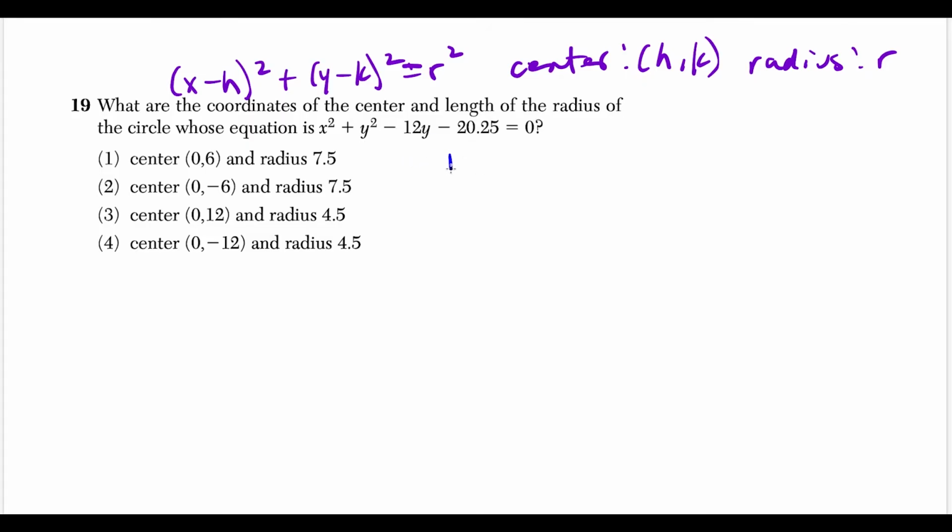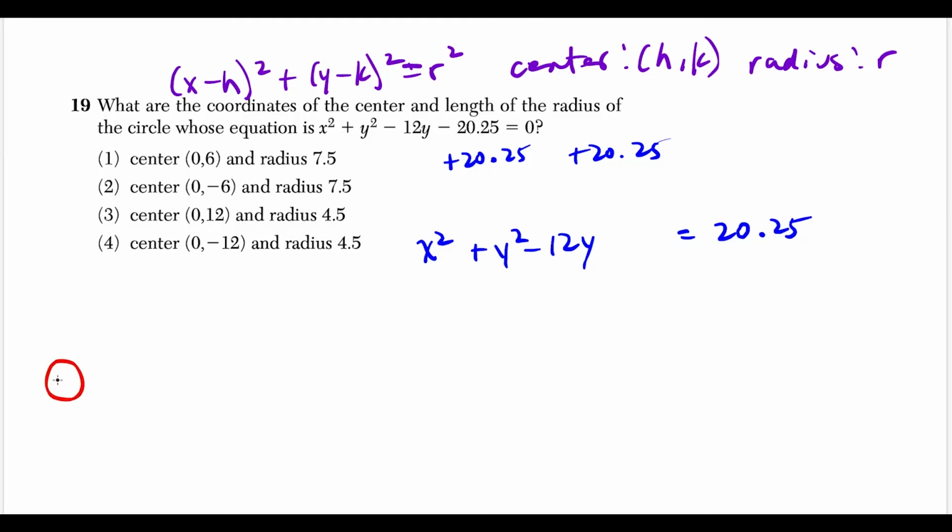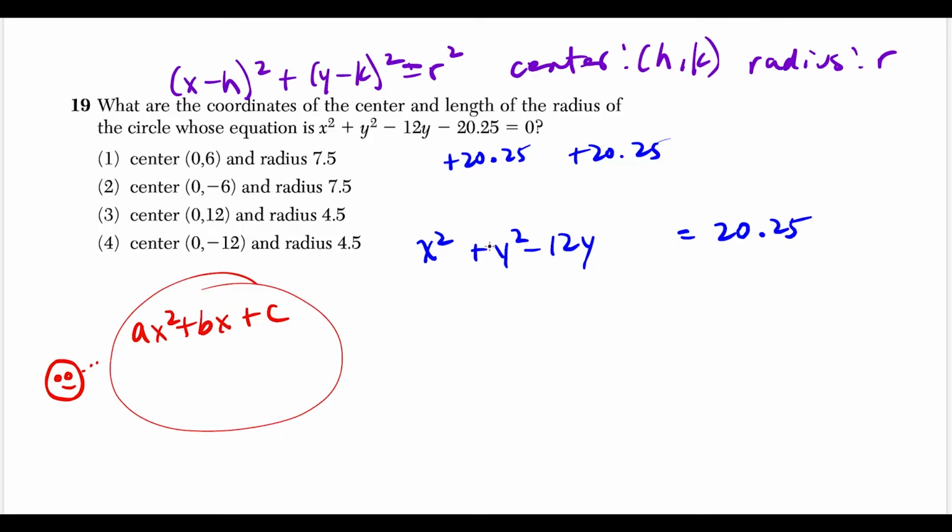So what I like to do with these equations is I start by moving the constants to the other side. So I'm going to add this to both sides, and our new equation is going to be x squared plus y squared minus 12y. I'm leaving a space, and this is equal to 20.25. And what we do when we complete the square is we target the b term. And what we mean by b term is, in general, when you have a quadratic expression, the b term is the coefficient of x. So notice that x squared doesn't have any extra stuff attached. So I'm going to leave the x squared alone.